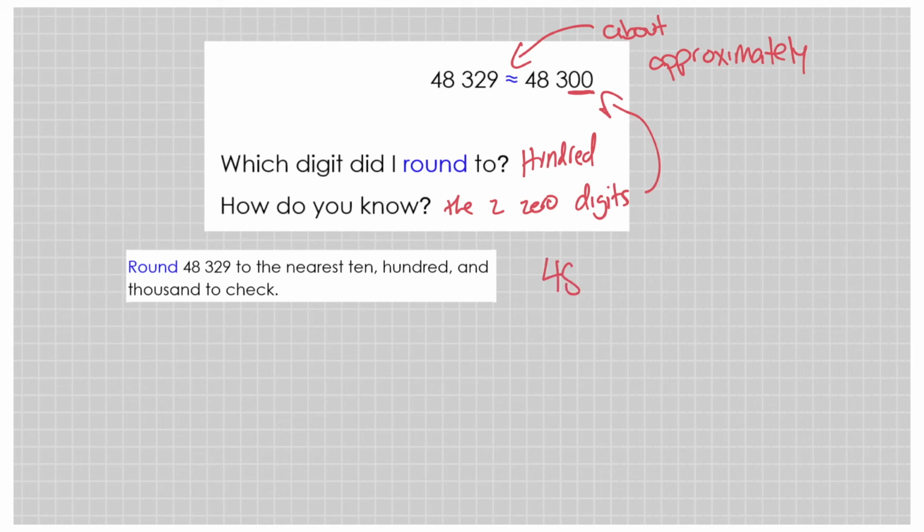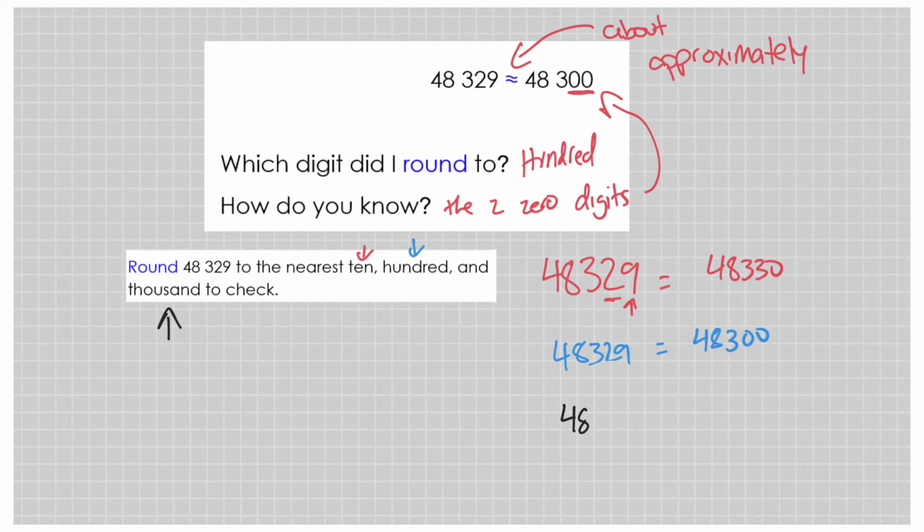So 48,329. Saying to round to the nearest 10. 10's right here. This guy tells us what to do. Here's our answer. 48,329. Hundreds right here. This guy tells us what to do. Our answer's 48,300. And thousands here. 48,329. So the thousands digit is right here. This one tells us what to do, and it tells us to round down.